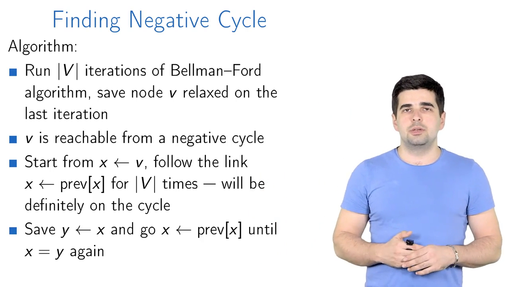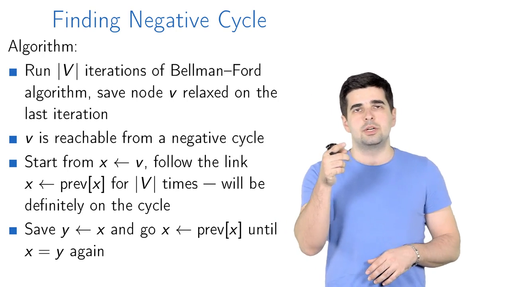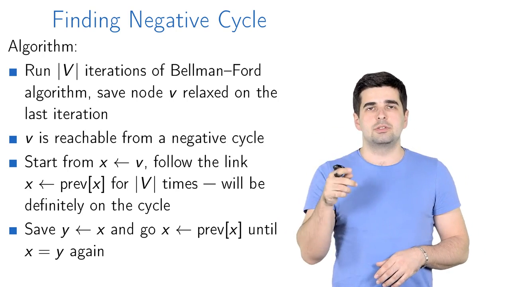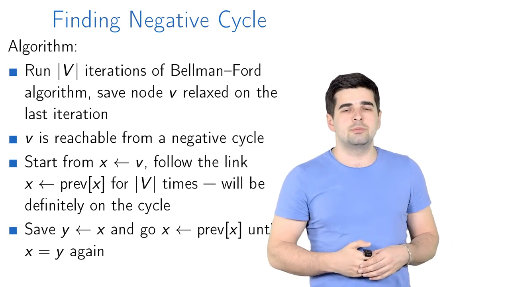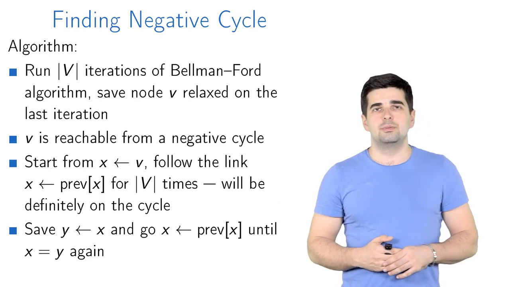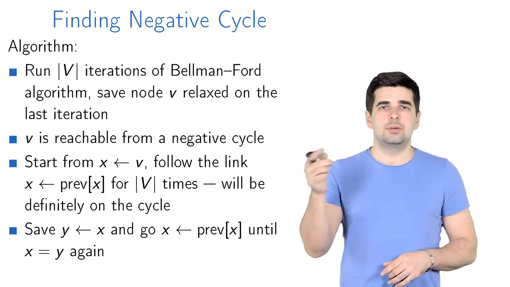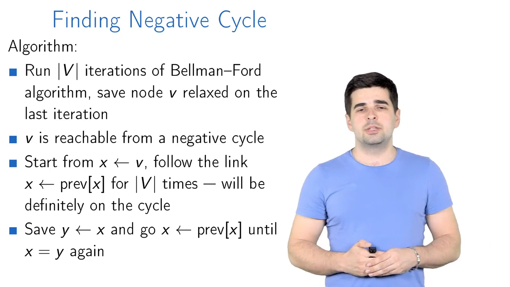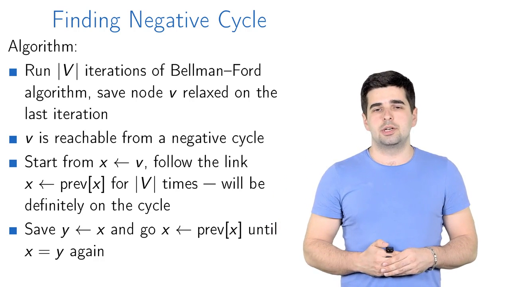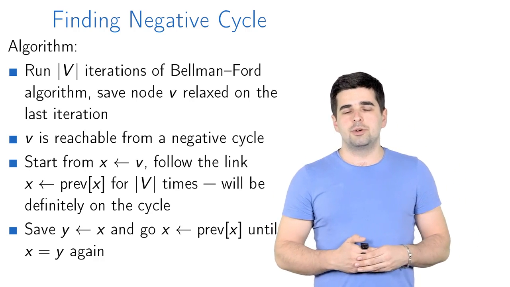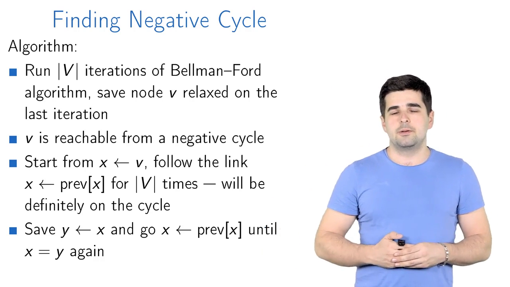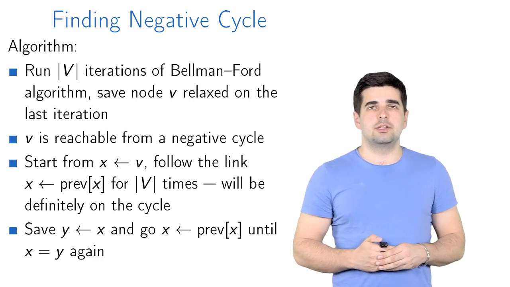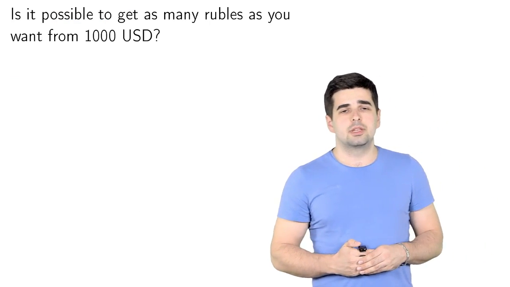And then the only thing we need to do is just to save the position where we started, and then go once around the cycle until we come to the same node, and we will know that the nodes we saw during this round trip are the nodes of the negative cycle. So this is the algorithm, and it works in the time of Bellman-Ford's algorithm plus time proportional to the number of nodes. So basically the same running time as the Bellman-Ford algorithm.